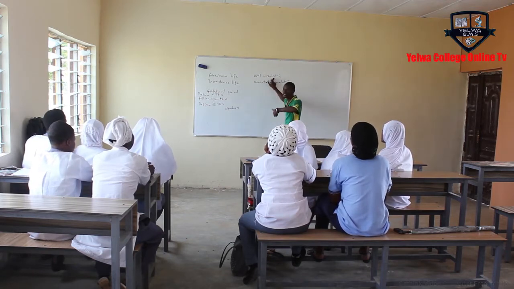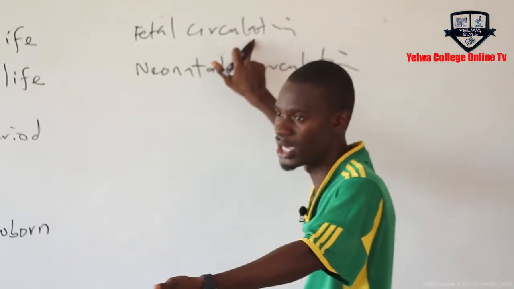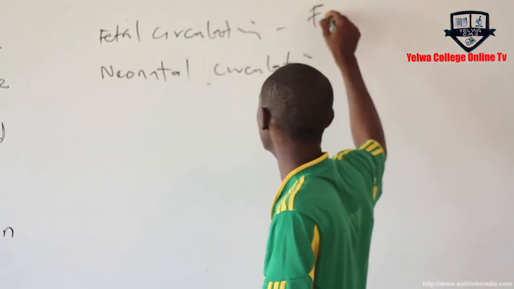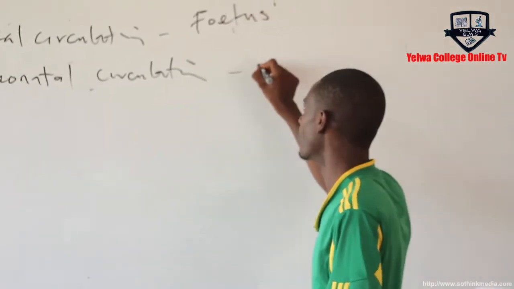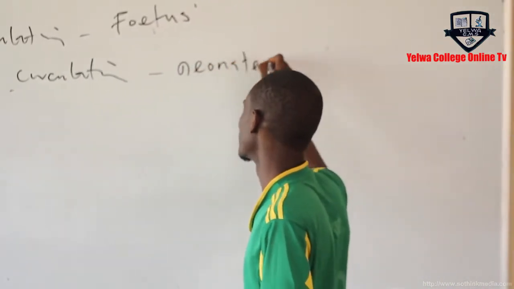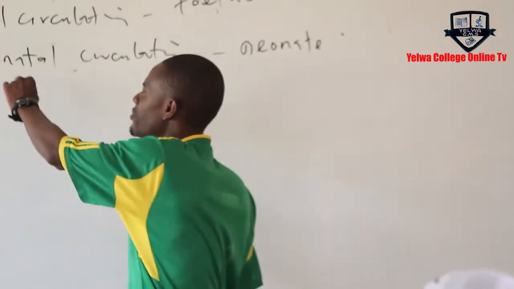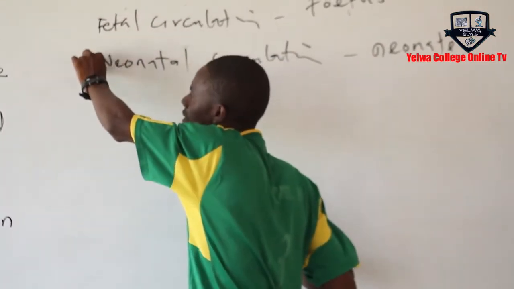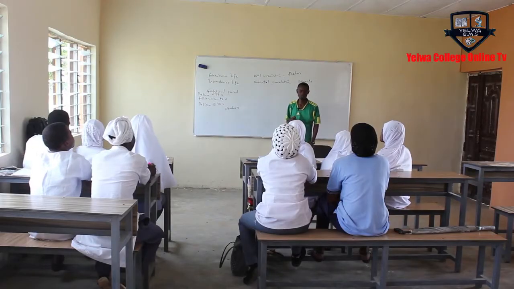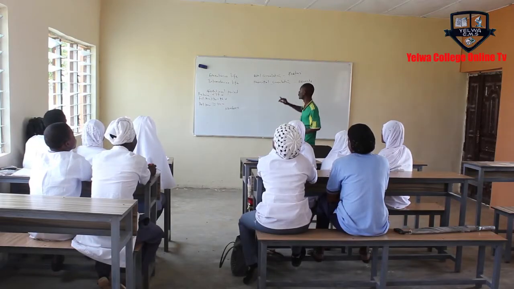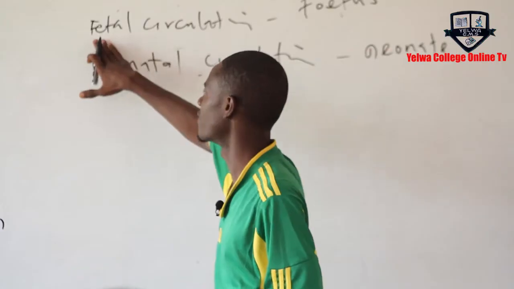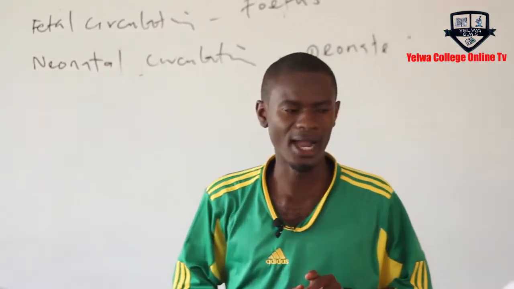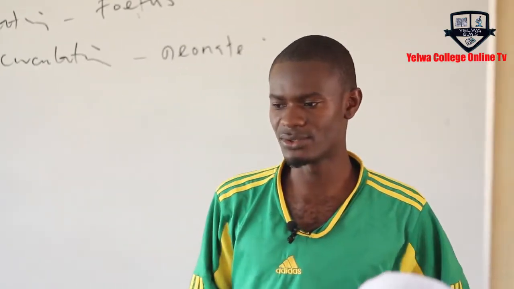Fetal circulation is how blood is being circulated when the baby is still inside the womb. That is why we call them fetus at that point. Is that clear now? So when the baby is given birth to, they become what is known as what? Neonates. Is that clear now? So there is difference between this type of circulation and this type of circulation. So the blood circulation when the baby is still inside the womb or still inside the uterus is known as fetal circulation. And I said, for us to understand this, we need to understand adult circulation.